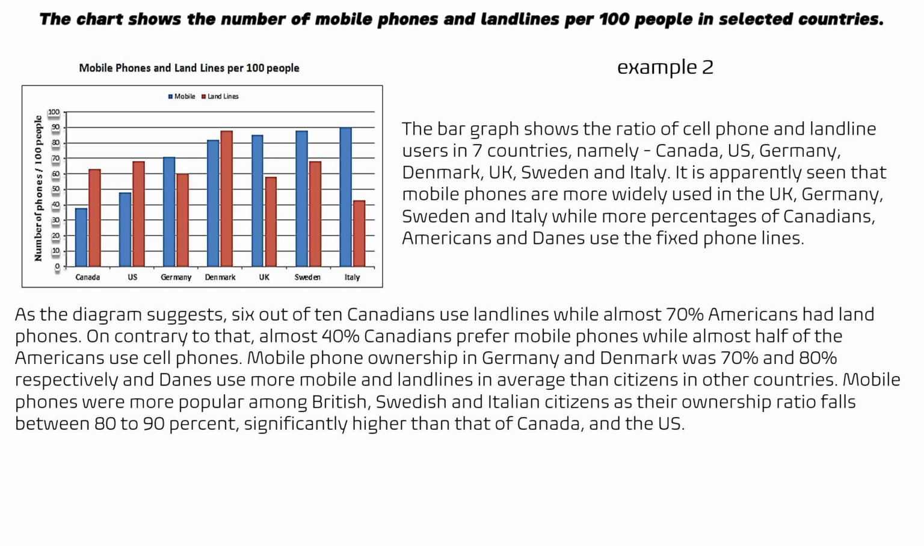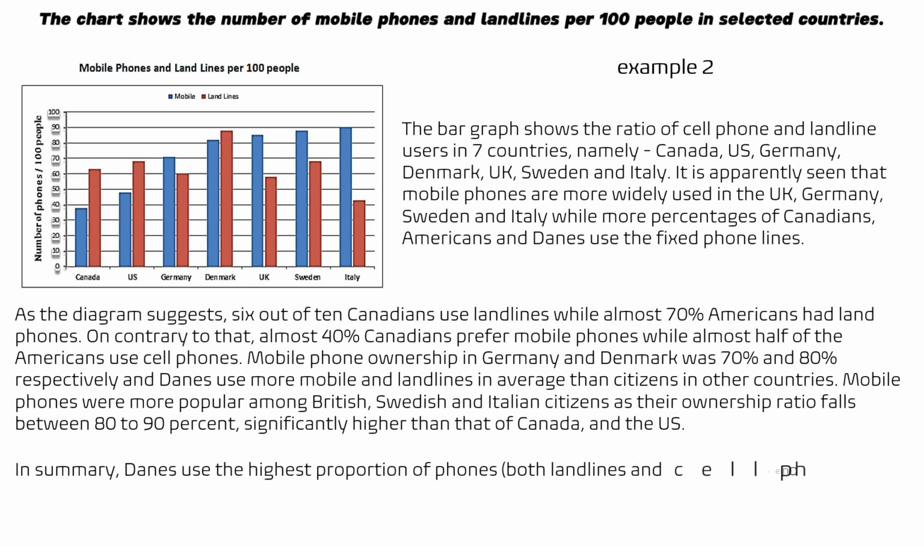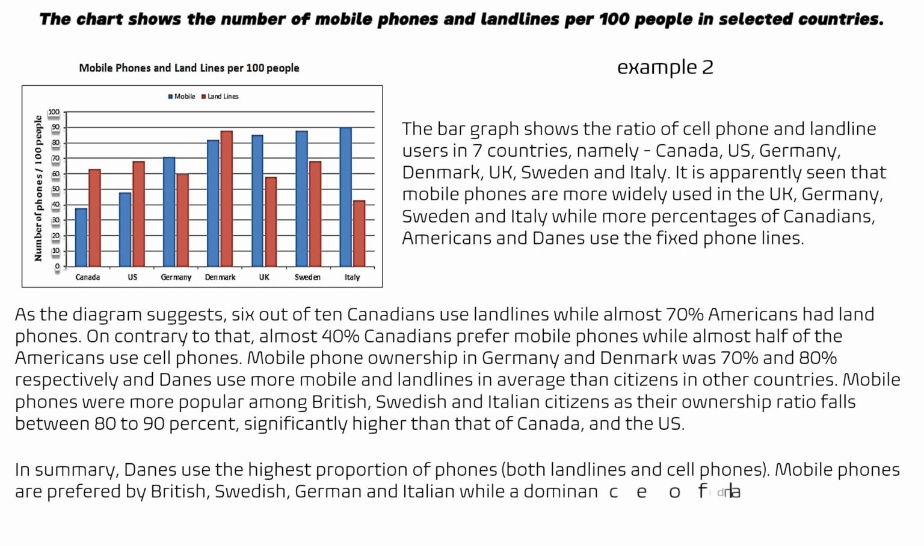Mobile phones were more popular among British, Swedish, and Italian citizens, as their ownership ratio falls between 80 to 90%, significantly higher than that of Canada and the US. In summary, Danes use the highest proportion of phones, both landlines and cell phones. Mobile phones are preferred by British, Swedish, German, and Italian people, while a dominance of landlines is obvious in the rest of the countries.